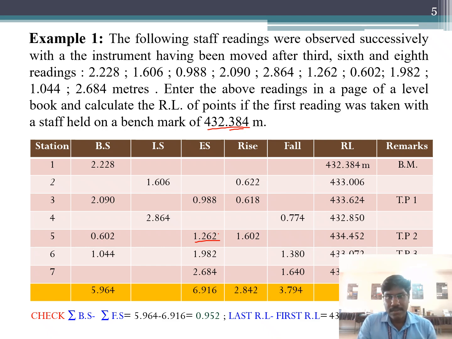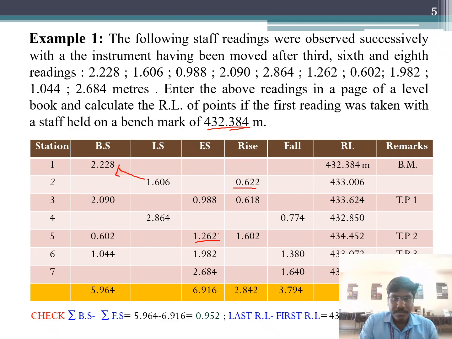Next, how can we find the rise and fall? Simple method. We take two consecutive readings, and if the difference of these two values is negative, then put it into the rise. If the difference of this value is positive, then put it into fall. You can see now I am taking 1.606 minus 2.228. So what is the actual value? It is negative, right? So 1.606 minus 2.228, the value is minus 0.622, but you enter it into rise.